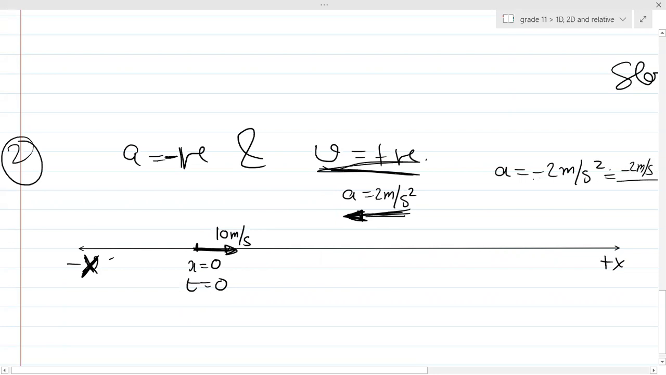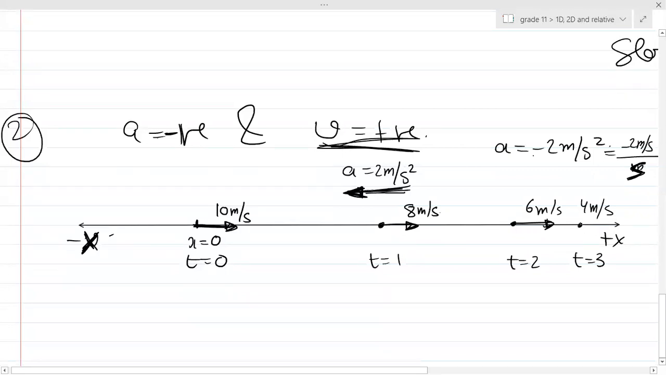The acceleration will try to decrease the velocity by 2 meter per second every second. So after 1 second the velocity will become 8 meter per second. After 2 seconds the velocity will become 6 meter per second. After 3 seconds it will become 4 meter per second, and so on. Yes or no, guys? So basically this will be the velocity. I'm not applying v equals to u plus at. You can apply it on your own and check if you want. I don't have any issue.